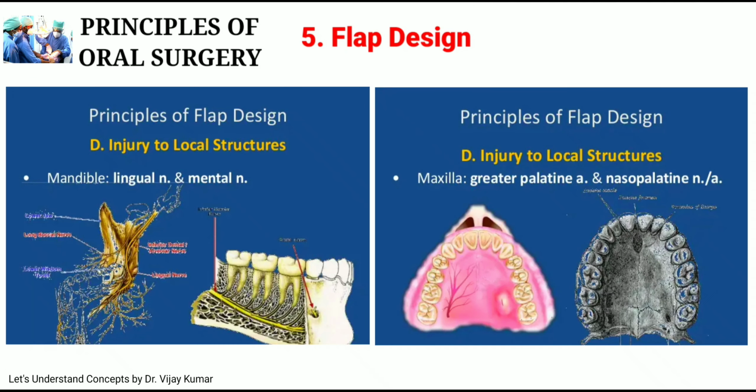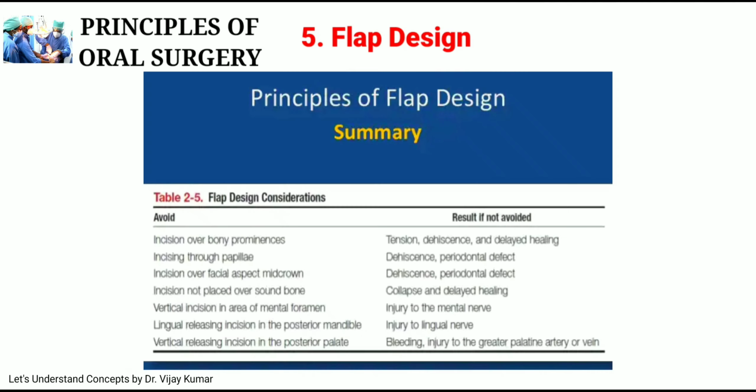Fourth complication is injury to the local structures. All the neurovascular bundles should be protected and there should be no damage to them. For this you must know the anatomy, where all the nerves and vessels are present. For example, in the maxilla you prevent greater palatine neurovascular bundle damage and nasopalatine neurovascular bundle damage. Then, summary of the principles of flap design.